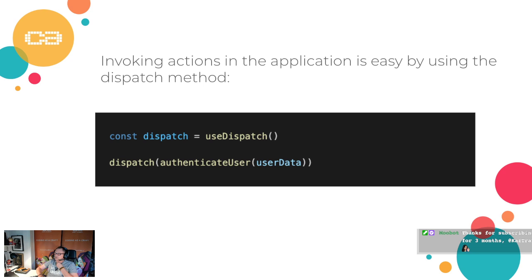Invoking action creators in the application is pretty much the same as when you invoke actions. You just create the dispatch object and you dispatch, but instead of putting in an object, you put in that action creator, which is pretty much the same thing.